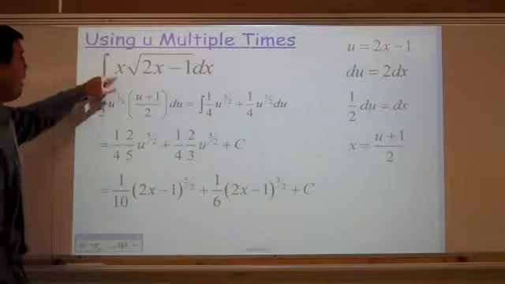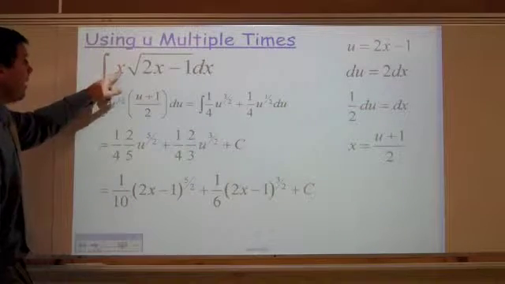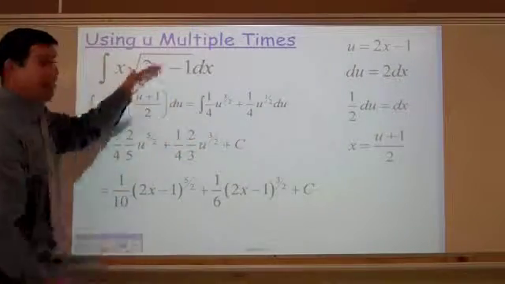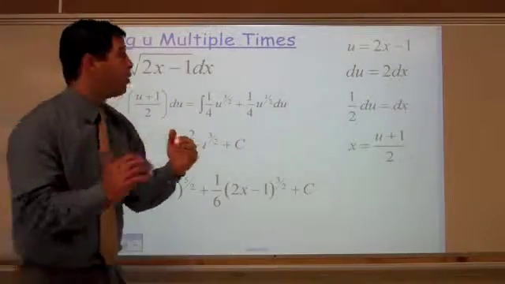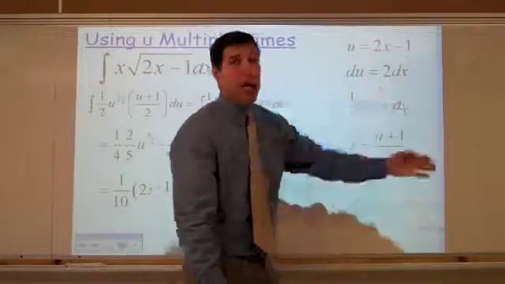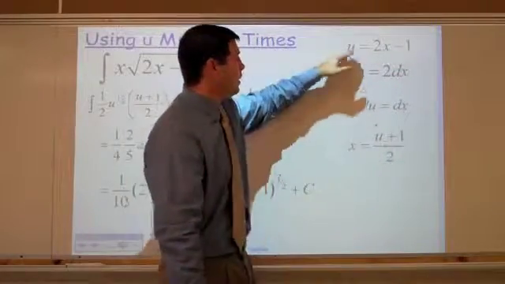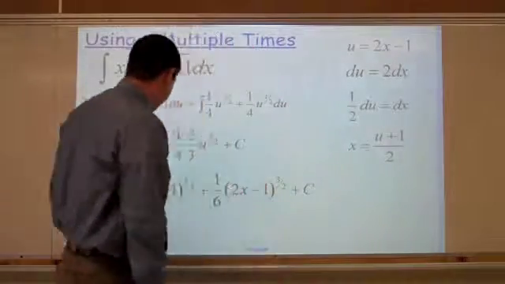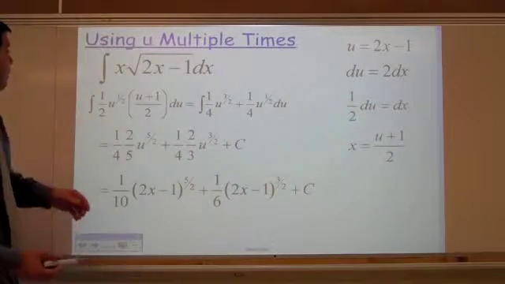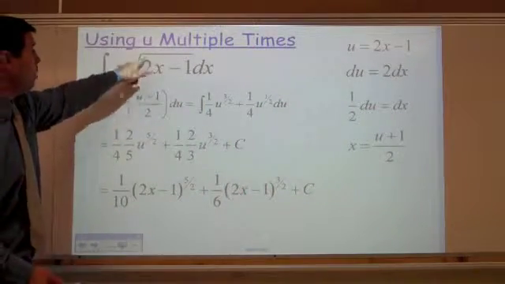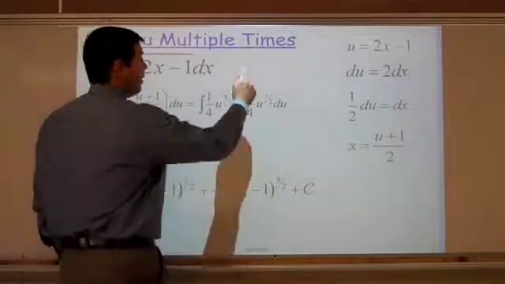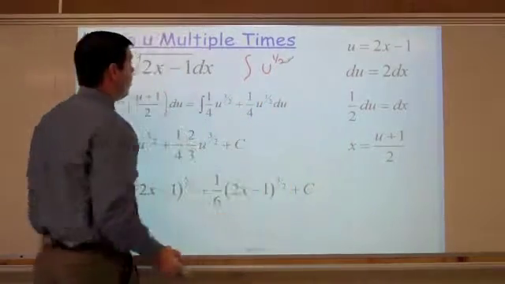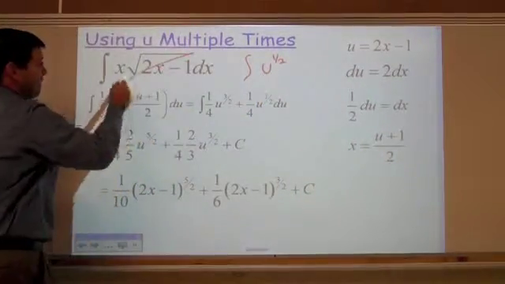So I get the integral of x radical 2x minus 1 dx. Obviously, I have something under a radical. That's going to be my little function. u is 2x minus 1. Derive: du equals 2 dx. Now you substitute. So you're going to get u to the 1/2. So I'm going to have the integral of u to the 1/2. That takes care of this.